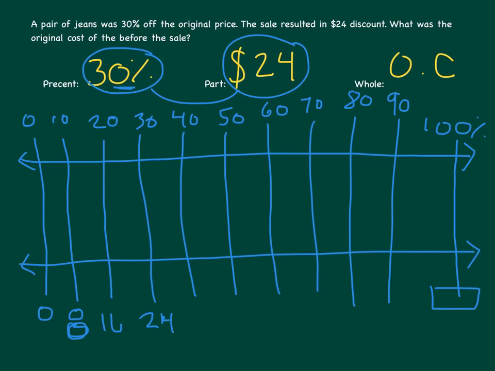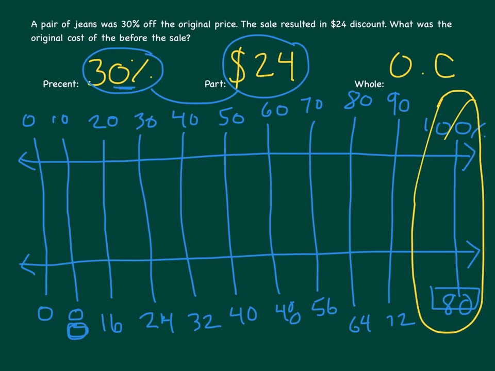16, again, these are multiples of 8. 8, 16, 24, 32, 40, 48, and then after 48 would be 56, 64, 72, and finally 80. As you can see here, 80 is equivalent to 100%. Therefore, the original price was $80.